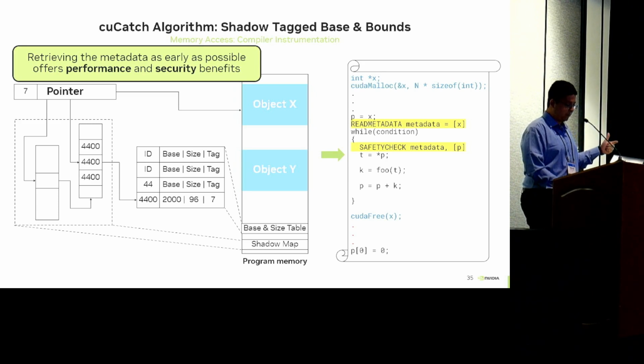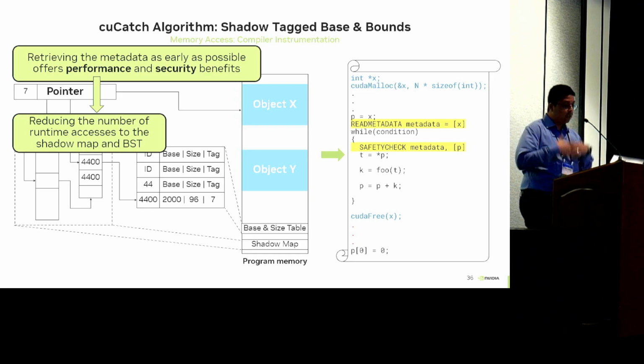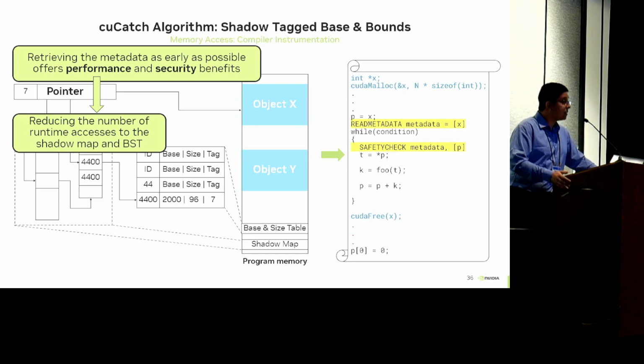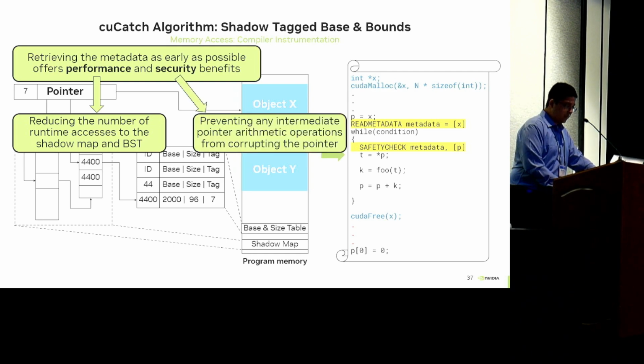And this is quite important because retrieving the metadata as early as possible offers both performance and security benefits. On one hand, it reduces the number of times in which we need to consult our metadata tables. As you see here, we only read the metadata once outside the while loop instead of doing so for each memory access within the loop. On the other hand, early accessing the metadata prevents any intermediate pointer arithmetic operations from corrupting the pointer value, which we use to index into the metadata tables. In other words, early fetching the metadata ensures that we are holding our hands on the true base and size information of the pointed to object.